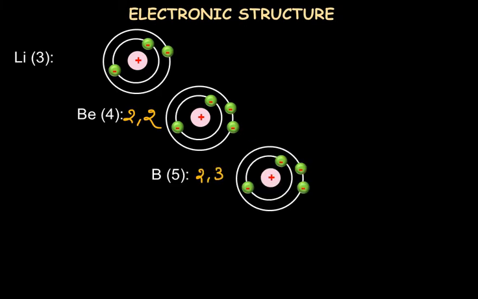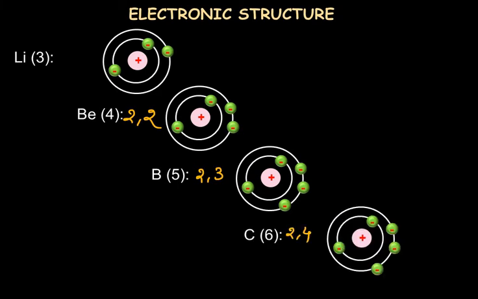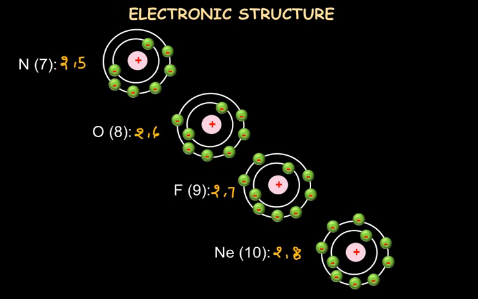Same as beryllium to boron, where there are 3 electrons in the second shell. Carbon has 1 more electron in the second shell compared to boron, that is 4 electrons in its second shell, which is the outermost shell. And then here are the next 4 elements: nitrogen, oxygen, fluorine and neon, and we can see that neon has 8 electrons in its second shell, and so now the second shell is also full.